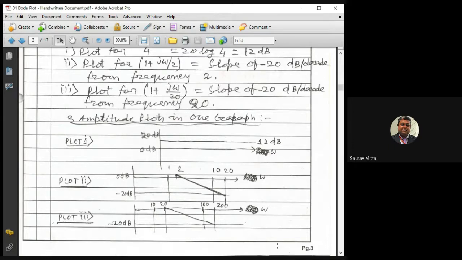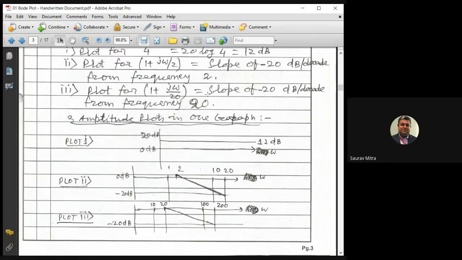So first point is 20, the decade of 2 is 20, and amplitude is falling from 0 to minus 20. So what will be the next point? Next point is this one. And what is this point? This point is frequency 20 comma minus 20 gain. So now you have to join this 2 comma 0 and 20 comma minus 20 line, and you can extend. I have drawn it only up to the 20 comma minus 20 point, but it is not necessary, you can extend it. So that is how to draw a line from a point with a given slope.